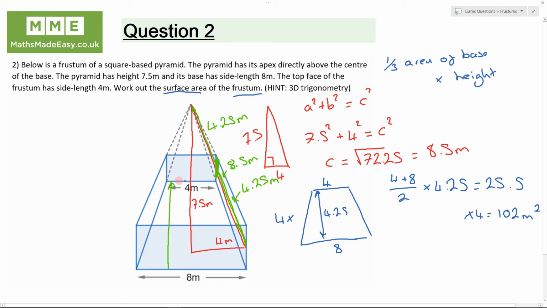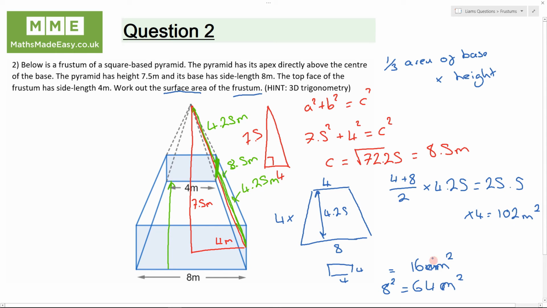Next we have a top face here, which is a square, so it would be 4 times 4. So we have the 4 by 4 square, which will just be 16 meters squared. And then the bottom face, which is a larger square, which will be 8 times 8. So that would just be 8 squared, which is 64 meters squared.